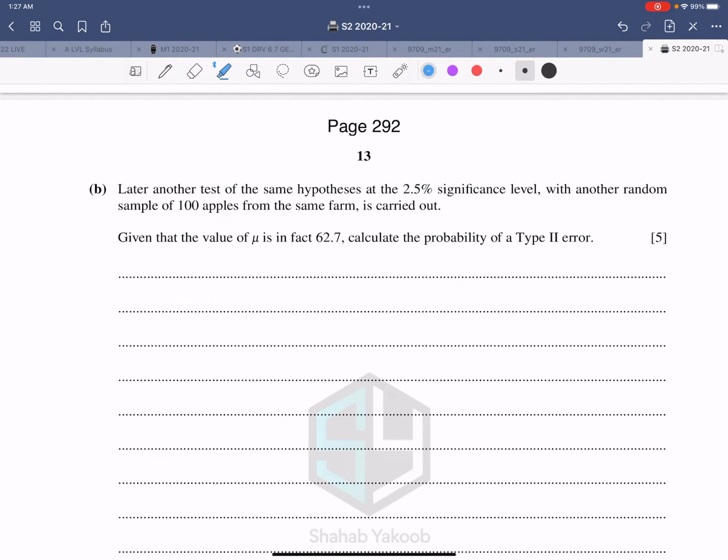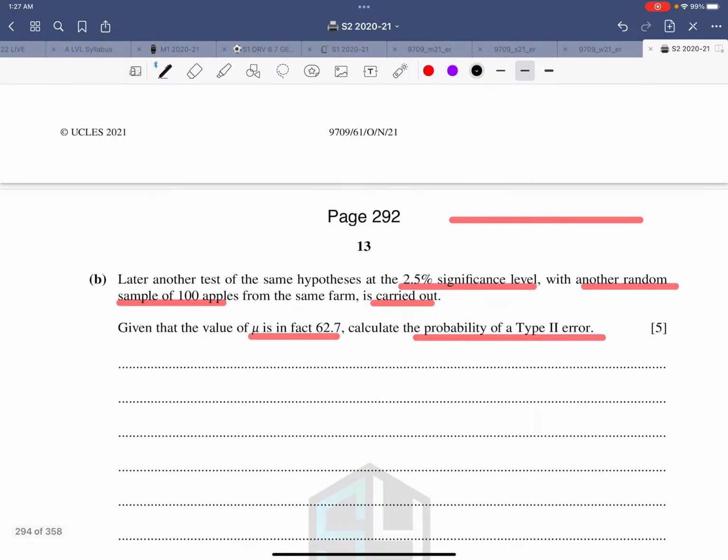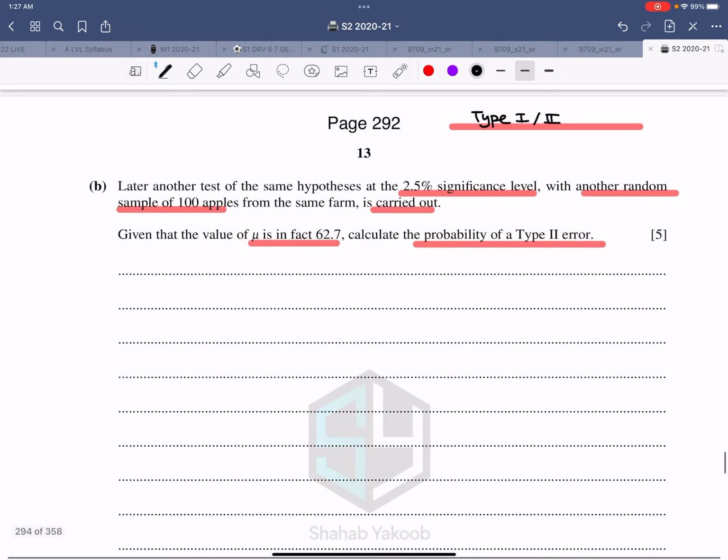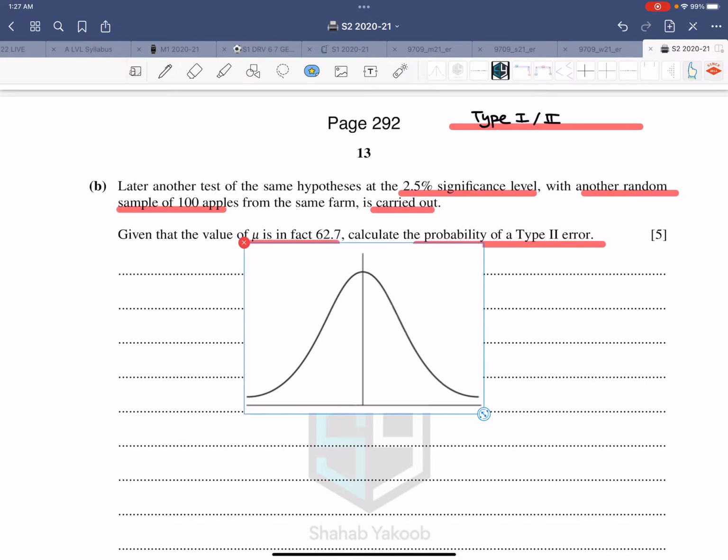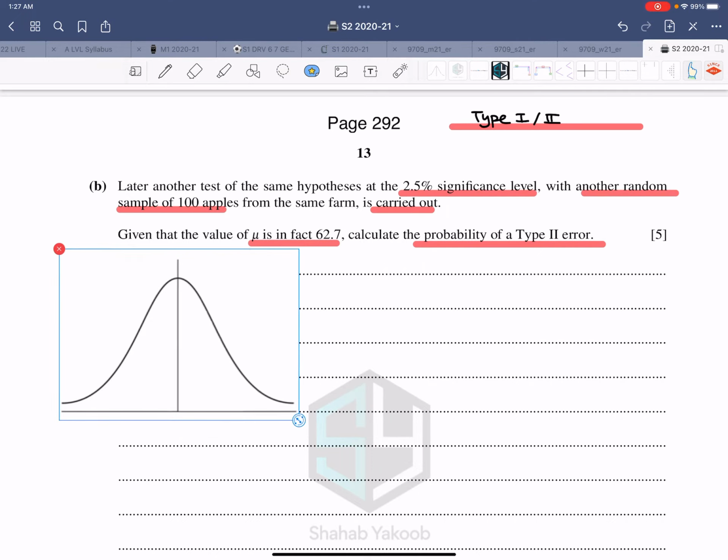The next page says, later, another test of the same hypothesis at the 2.5% significance level with another random sample of 100 apples is carried out. Given that the value of mu is in fact 62.7, so there is a new value for mu. That means the question is about the probability of type 2 error. Now, type 1 error and type 2 error have to occur in pair. What's the logic for this one? Whatever inequality you have for type 1, it's basically a flipping of this inequality.